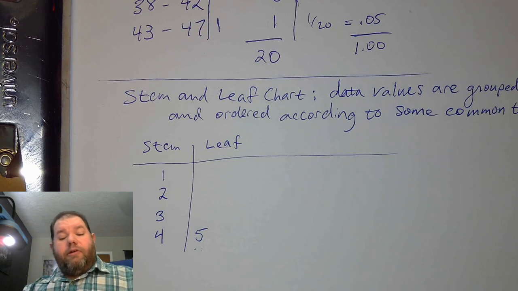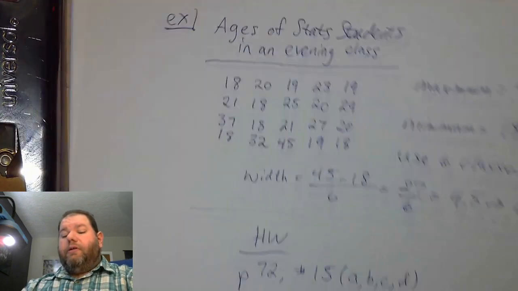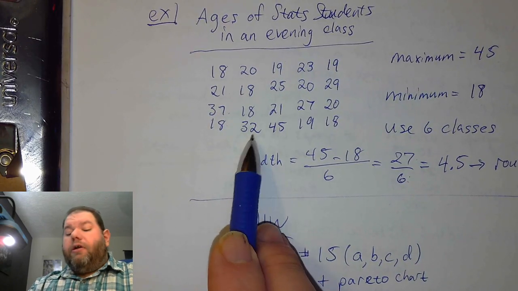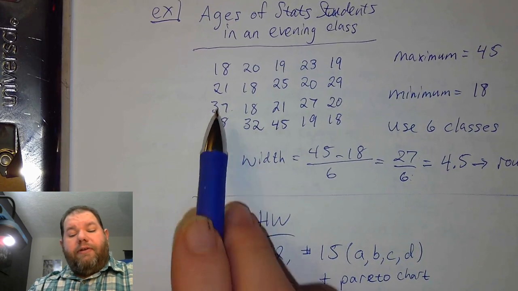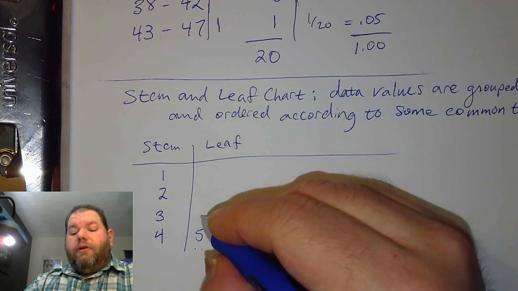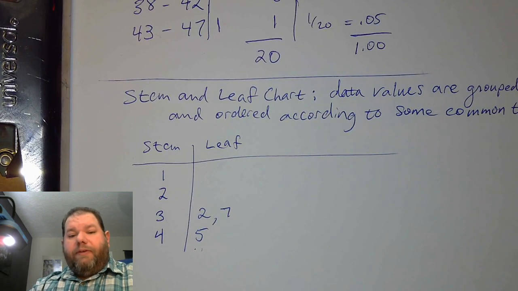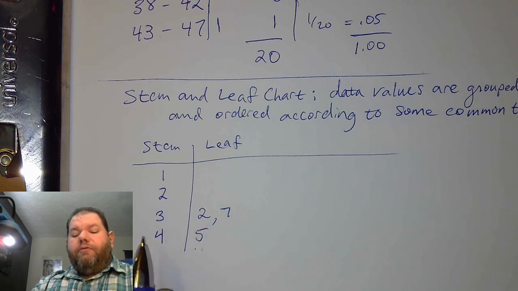Next, if we look at our data, we had two people that were in their 30s, a 32-year-old and a 37-year-old. So 32 would be first, and 37 would be second. So 32, 37.